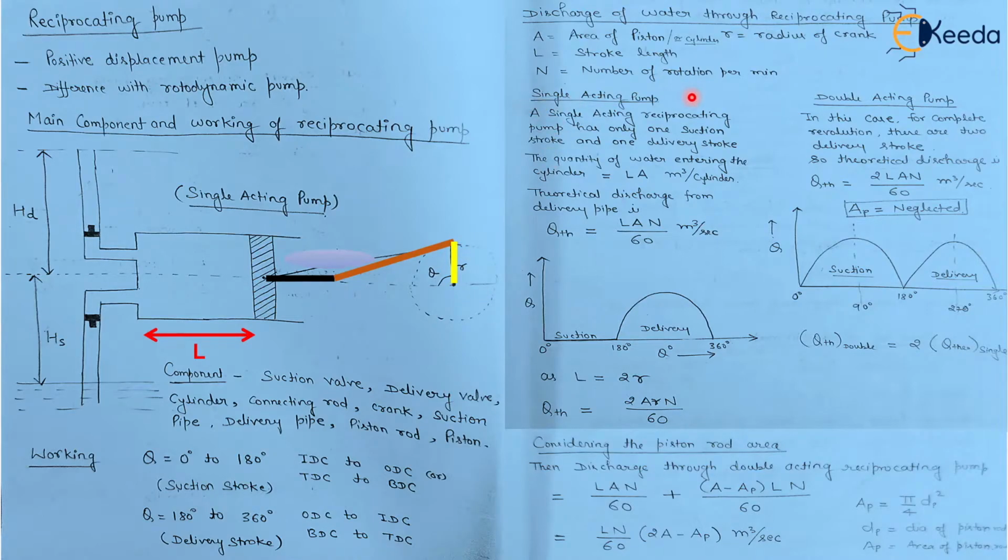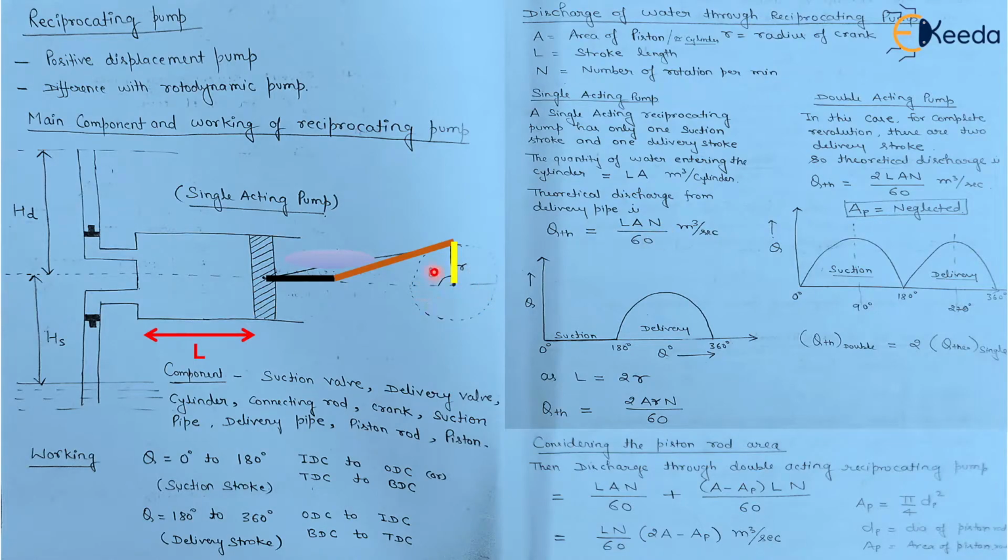Now for the single acting pump, a single acting reciprocating pump has only one suction stroke and one delivery stroke. So the quantity of water entering into the cylinder will be L into A. That means this is the volume of water which is entering into the cylinder. The same volume will be discharged from the discharge pipe or delivery pipe. So theoretical discharge from the delivery pipe will be L into A, and this is for one rotation. Suppose there are N rotations, then it will be LA into N.